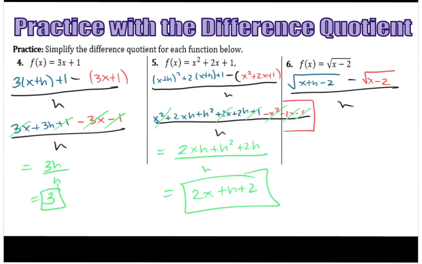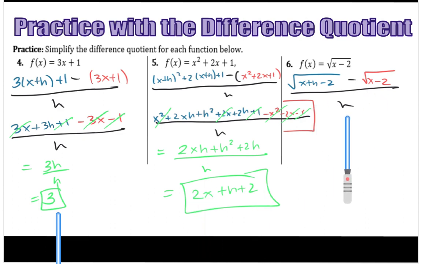Okay, so on number 4, everything is going to simplify away except for 3h over h, and those h's can divide out to get 3. This should make sense, because this function is a line, and the slope is always going to be 3, so the difference quotient will always be 3. For number 5, this difference quotient is going to expand that quadratic out, and we simplify everything we get here, and then we can divide each of these terms by h, which gets us here.